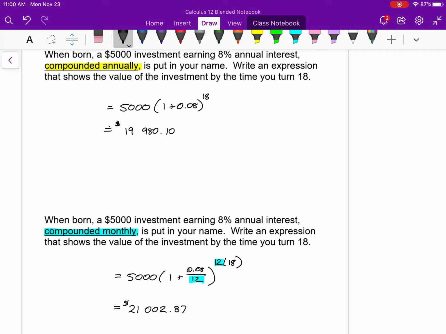So notice, if I compare these two, and hopefully you already remember this about compound interest, if I have the exact same interest rate, exact same time frame, exact same initial amount, but I'm compounding more often, it grows a little bit faster. In 18 years, this one below is a little more than $1,000 more. So it is a noticeable difference, but that is over 18 years.